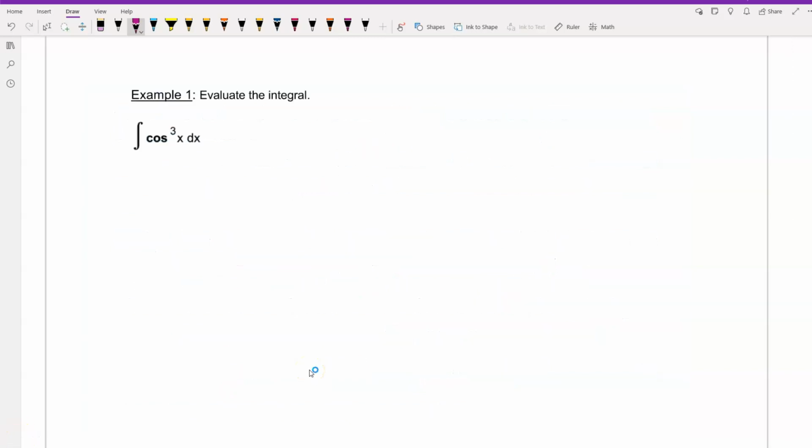Example, evaluate the integral of cosine cubed dx. Here first we have to start with factoring: cosine cubed is equal to cosine squared times cosine. And then instead of cosine squared, we use 1 minus sine squared. So cosine cubed is equal to 1 minus sine squared times cosine x, and then use the distributive property. So cosine cubed is equal to cosine x minus sine squared times cosine.